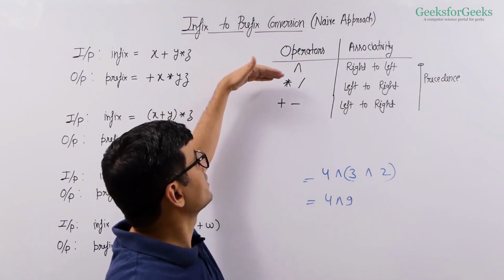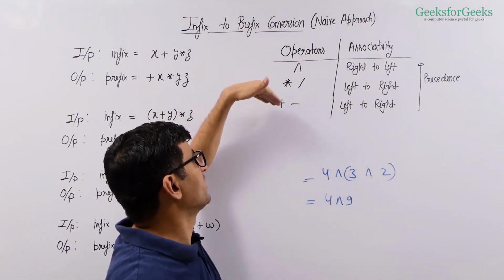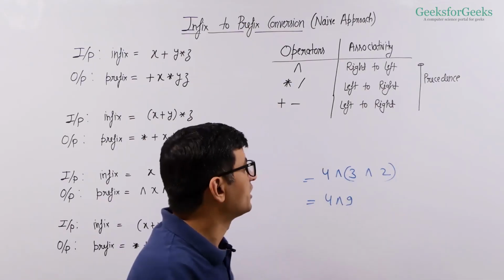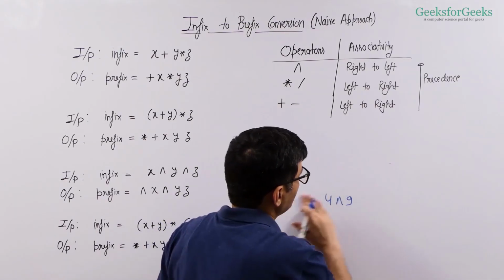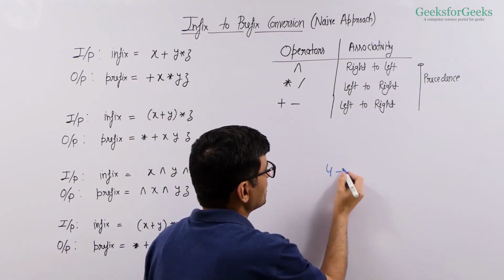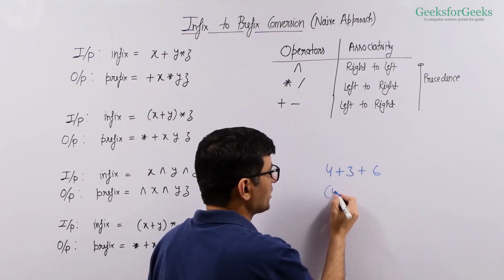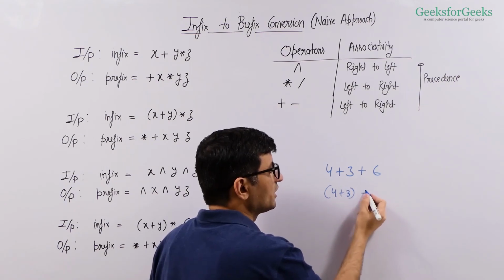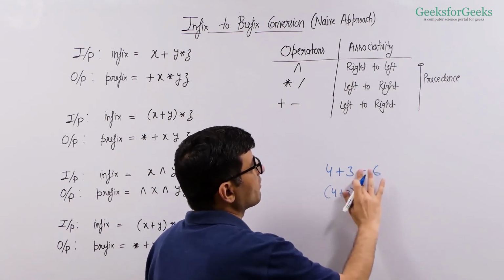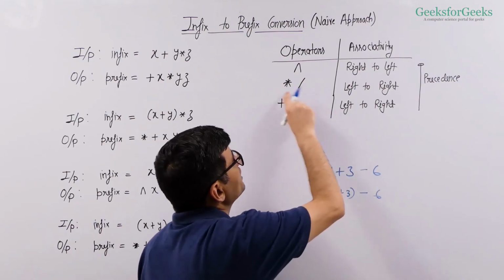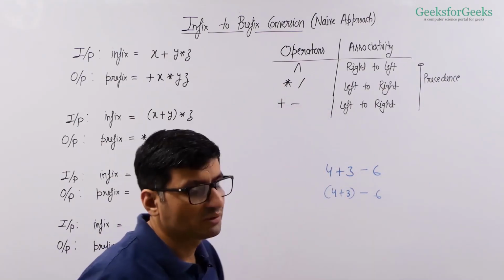The operators star, division, addition, subtraction have left to right associativity. So if you have an expression like 4 plus 3 plus 6, it's going to be computed like this. 4 plus 3 will be computed first and then plus 6. Even if you have minus, then it's going to be like this, because they both have the same precedence, and then we are going to use associativity.